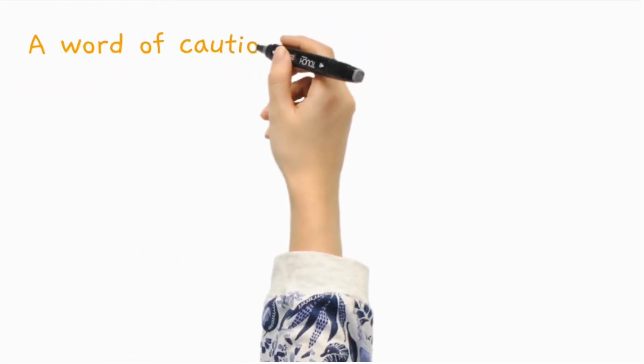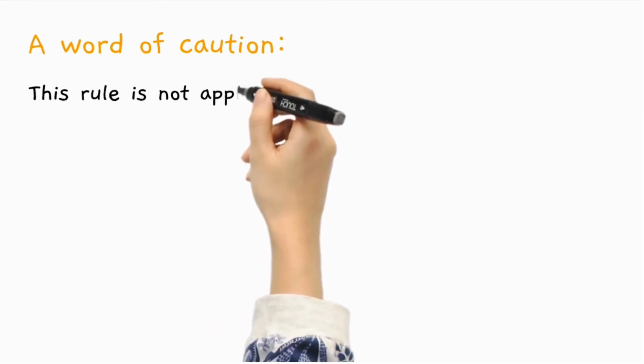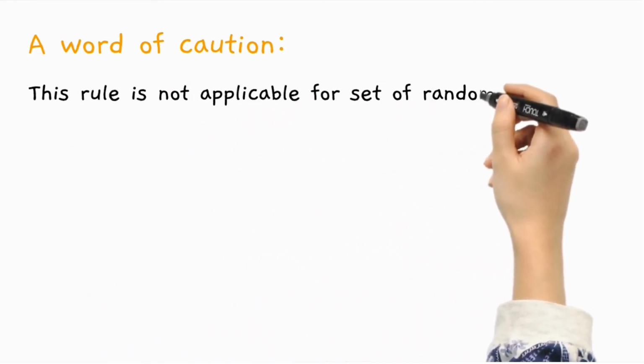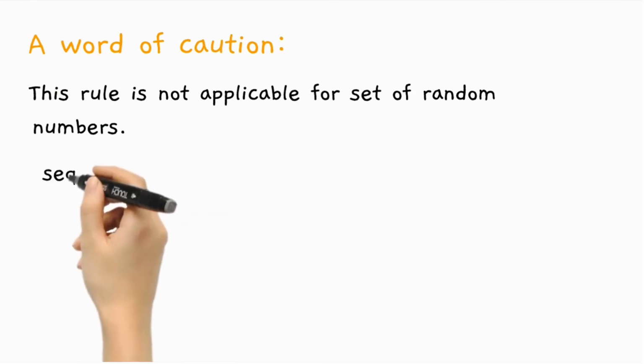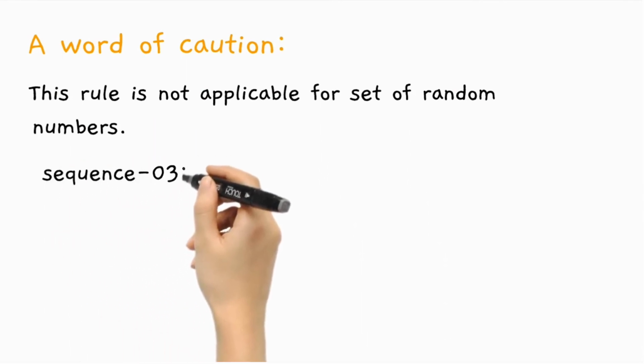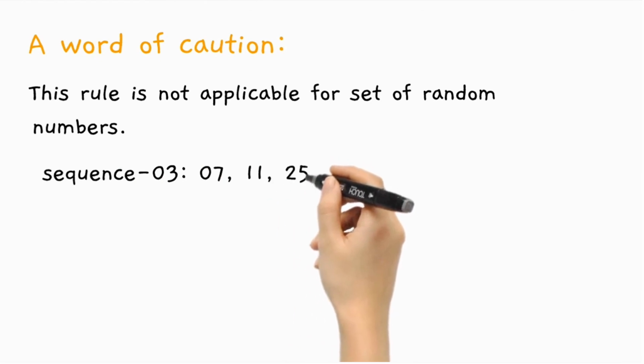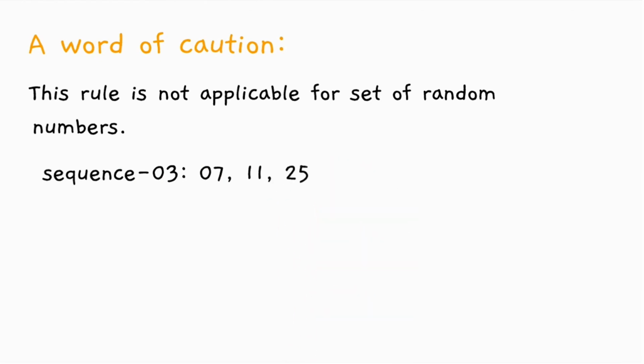A very important point here is this rule is applicable only for consecutive numbers and sequence of numbers which are separated by a constant value. Remember, this rule is not applicable for a set of random numbers. For example, consider a small sequence of 3 numbers 7, 11, and 25. This is a random sequence where the average value is not 11. Similarly, consider another random sequence 1, 3, 5, 9, and 16. Here also the average value is not 5.